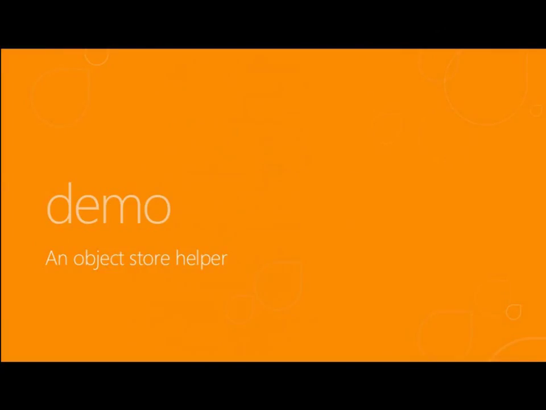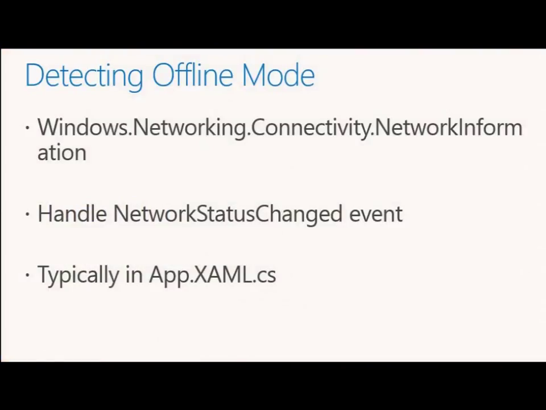Okay, so next, how do you actually detect whether or not you're offline? Well, there's actually a pretty nice built-in class for that. Windows.Networking.Connectivity.NetworkInformation contains a NetworkStatusChanged event.